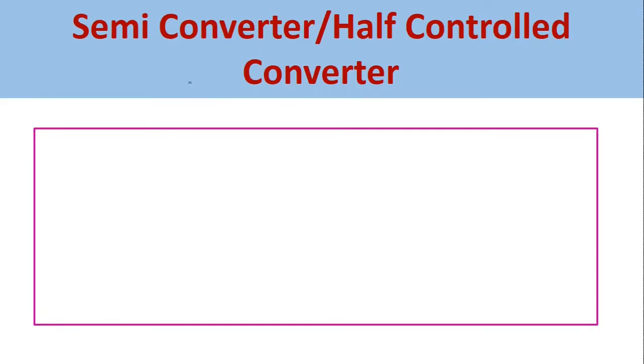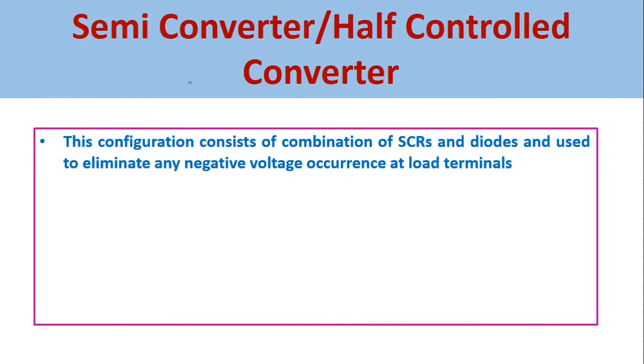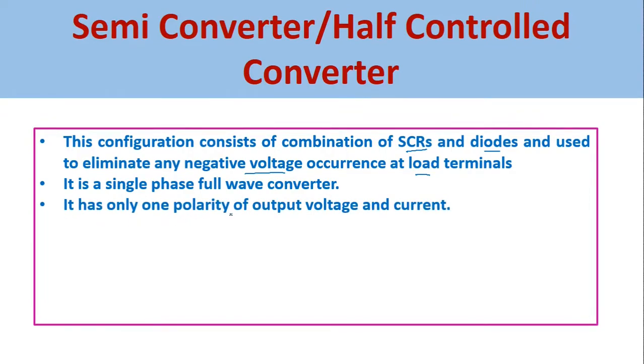Now let us see some important points related to semi-converter or half-controlled converter. First point is that this configuration consists of a combination of SCRs and diodes and is used to eliminate the negative voltage occurrence at the load terminals. Second point is that semi-converter is a single phase full wave converter. Third point, it has only one polarity of output voltage and current. Therefore, it is also a first quadrant converter, because we know that in the first quadrant the polarity of output voltage and current is the same. Therefore, we can say that it is a first quadrant converter.